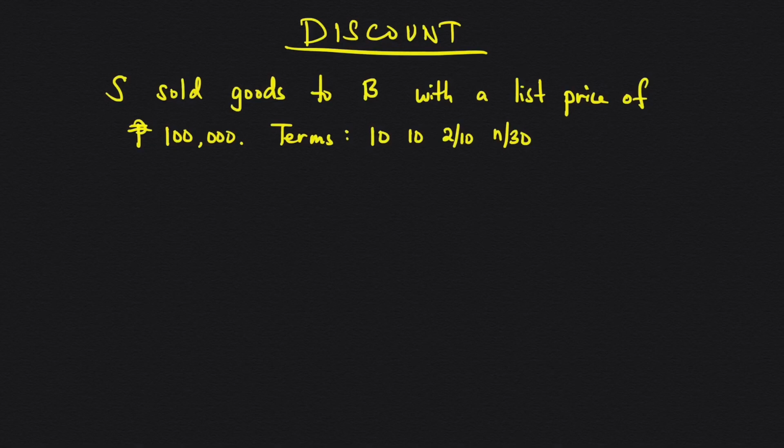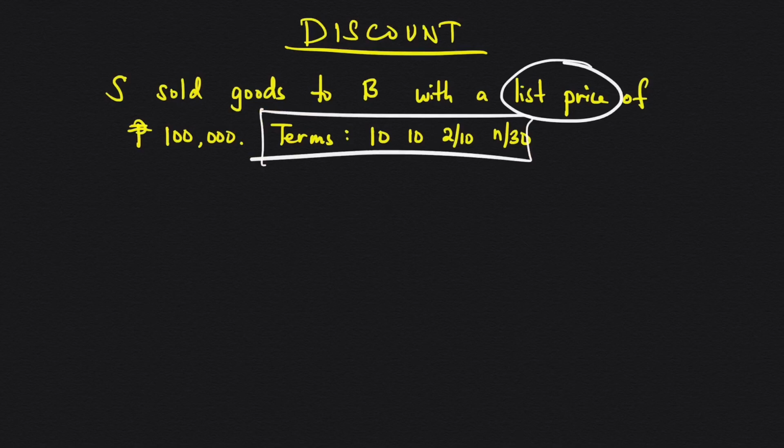Okay, so the list price here is actually the price before the discounts. So this is the amount without the discounts deducted. Okay, so that's the list price. And next, consider the terms here: 10, 10, 2/10, n/30. The first two numbers here, 10, 10, is actually what you call the trade discount. And the fractions here, these two, is what we call the cash discount.